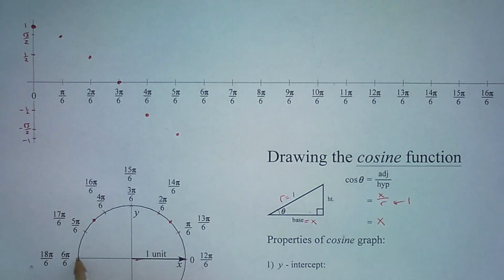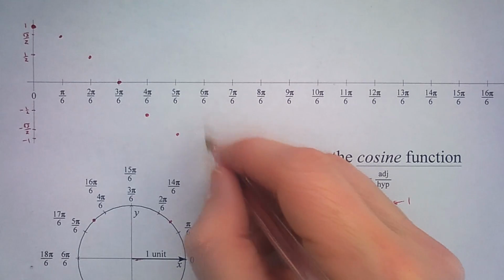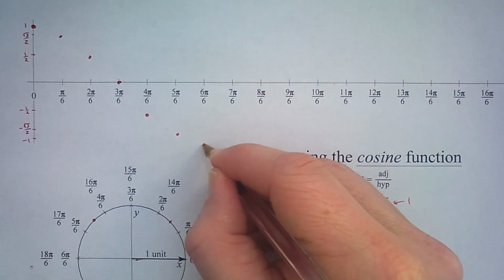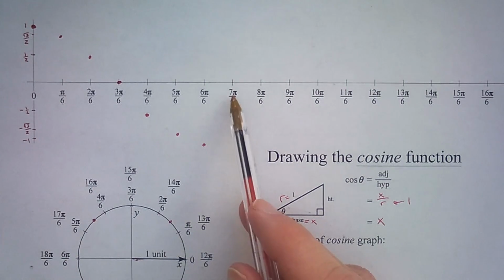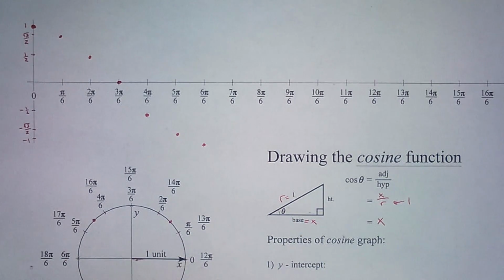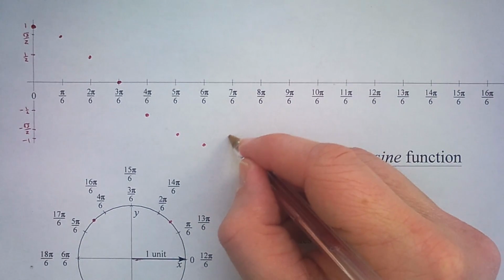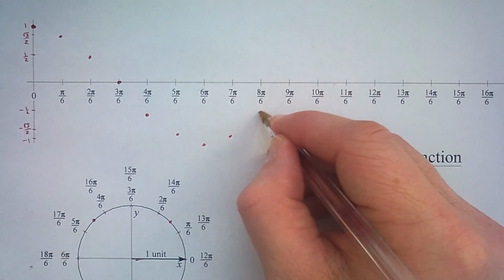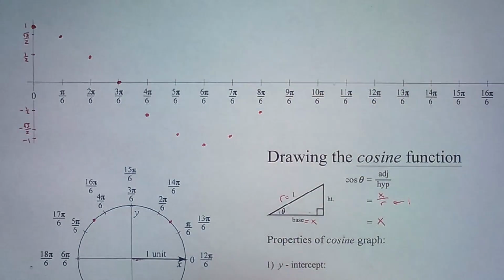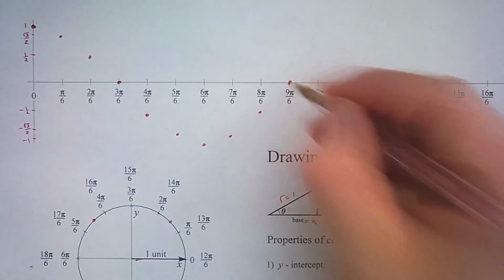And at 6 pi over 6, we are one unit to the left, so cosine at 6 pi over 6 is negative 1. Cosine at 7 pi over 6, that is the third position left. 1 over 2, root 2 over 2, root 3 over 2. So negative root 3 over 2 is cosine at 7 pi over 6. Cosine at 8 pi over 6, we are one position left, so cosine is negative 1 over 2. And cosine at 9 pi over 6, we are no units to the left, so 0.